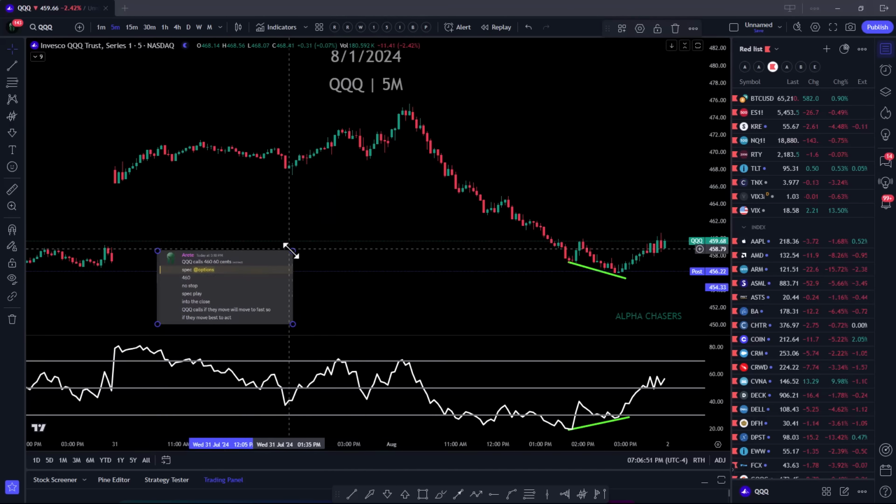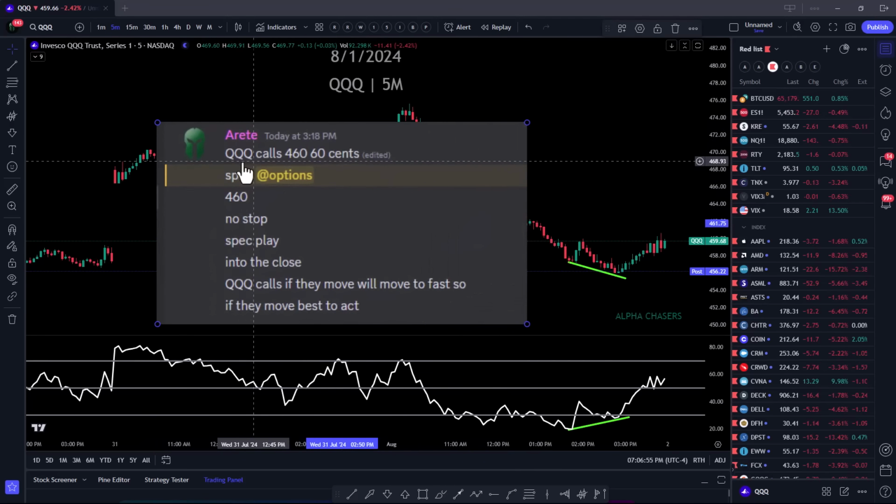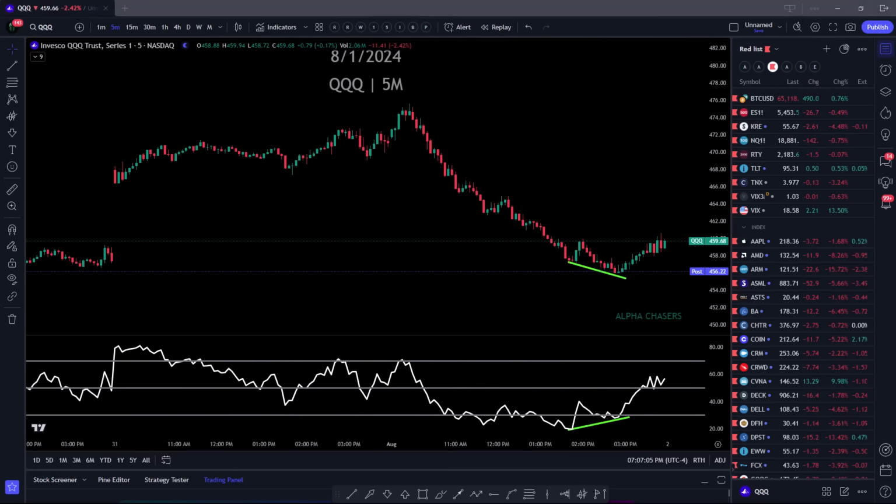So I put a speculative trade on at the end of the day to see if I could take advantage of it. I bought calls, the spec options on the 460s, at 60 cents, no stop. It is what it is. It's either going to work or it's not. What we refer to them as is heroes and zeros.